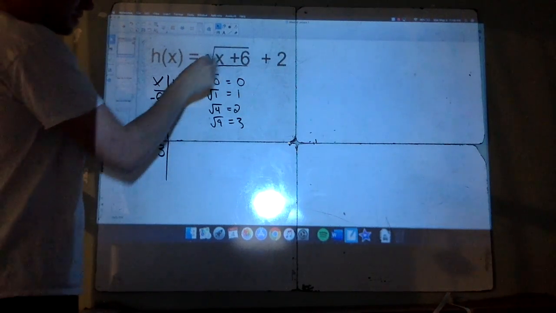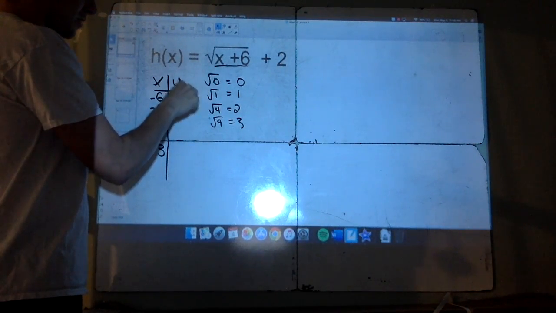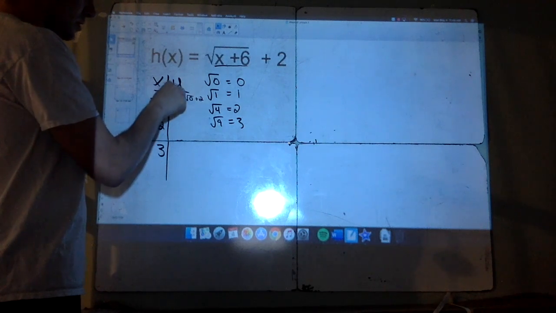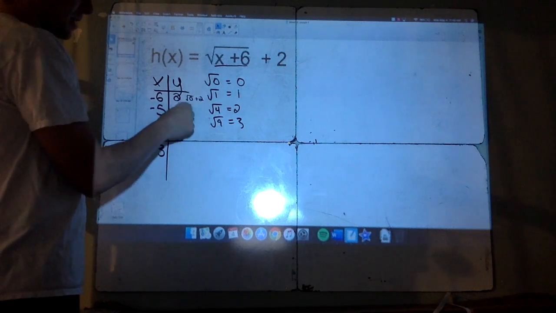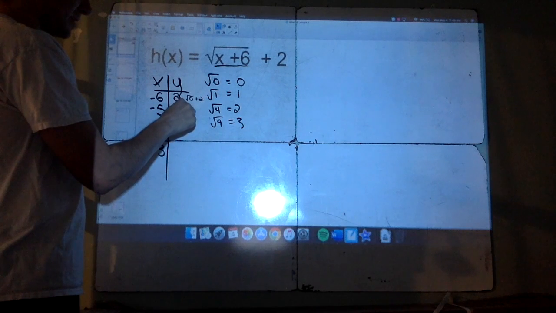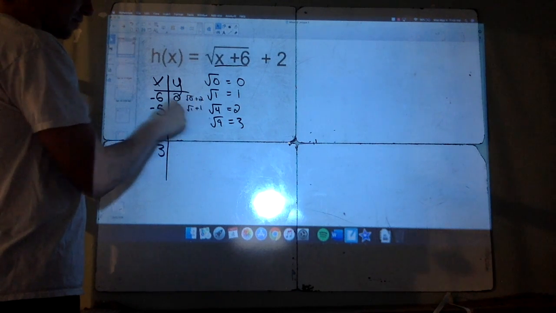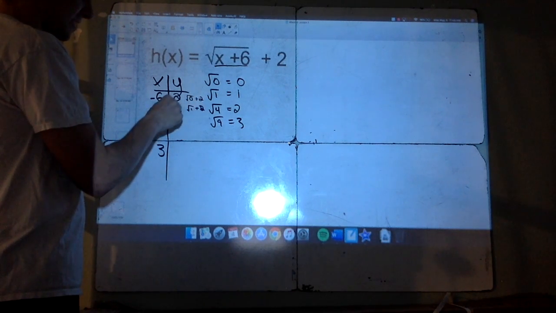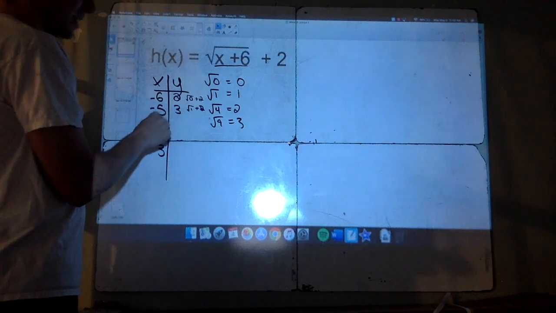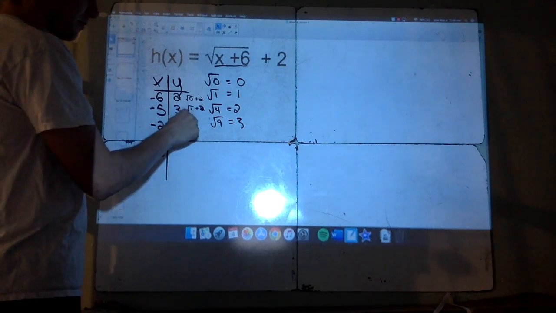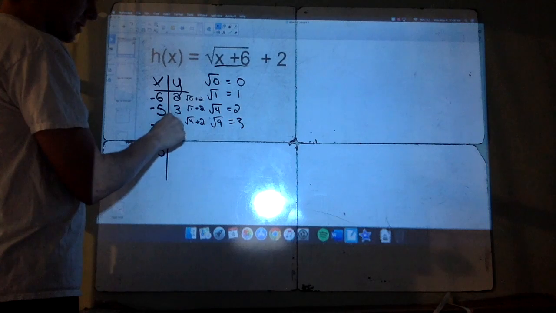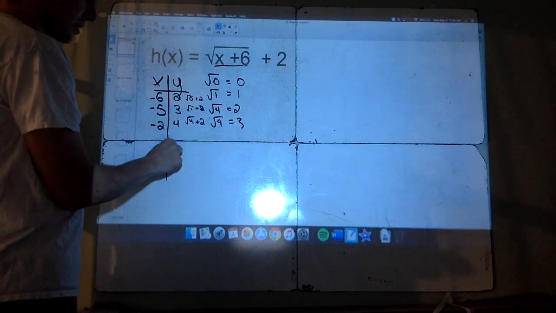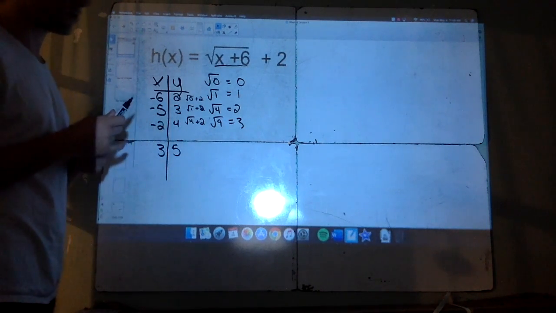So negative 6 plus 6 is the square root of 0, plus 2 gives us 2. Here we have negative 5 plus 6, the square root of 1, plus 2 gives us 3. Negative 2 plus 6, the square root of 4, plus 2 comes out to 4. And then here it's just going to be 5.